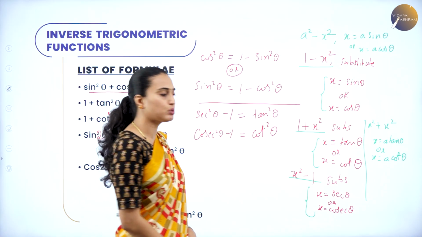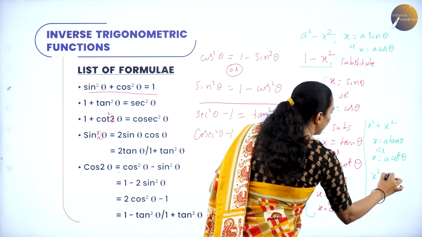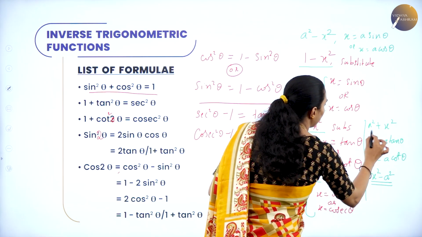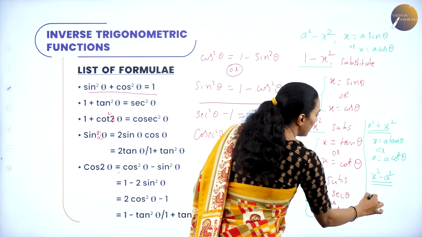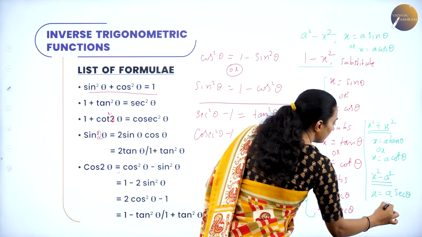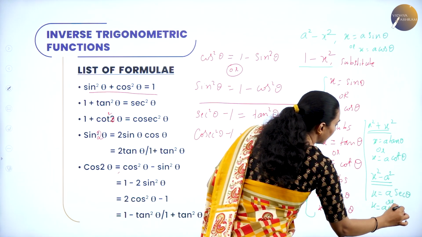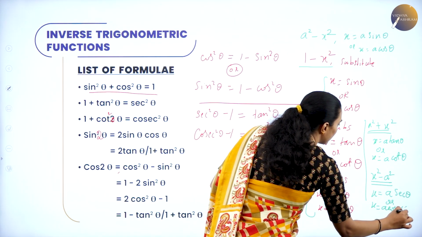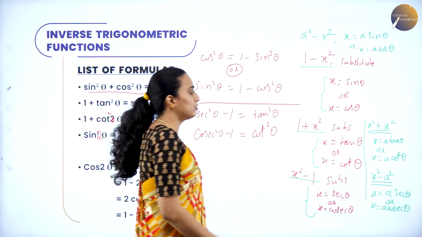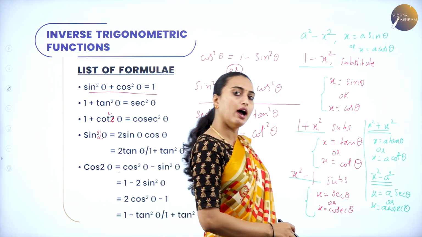X squared minus 1. So what are you going to substitute? If you have x squared minus a squared, then you are going to substitute x is equal to a secant theta, or x is equal to a cosecant theta, correct? So please, dear students, you have to remember all the formulas of the substitution.